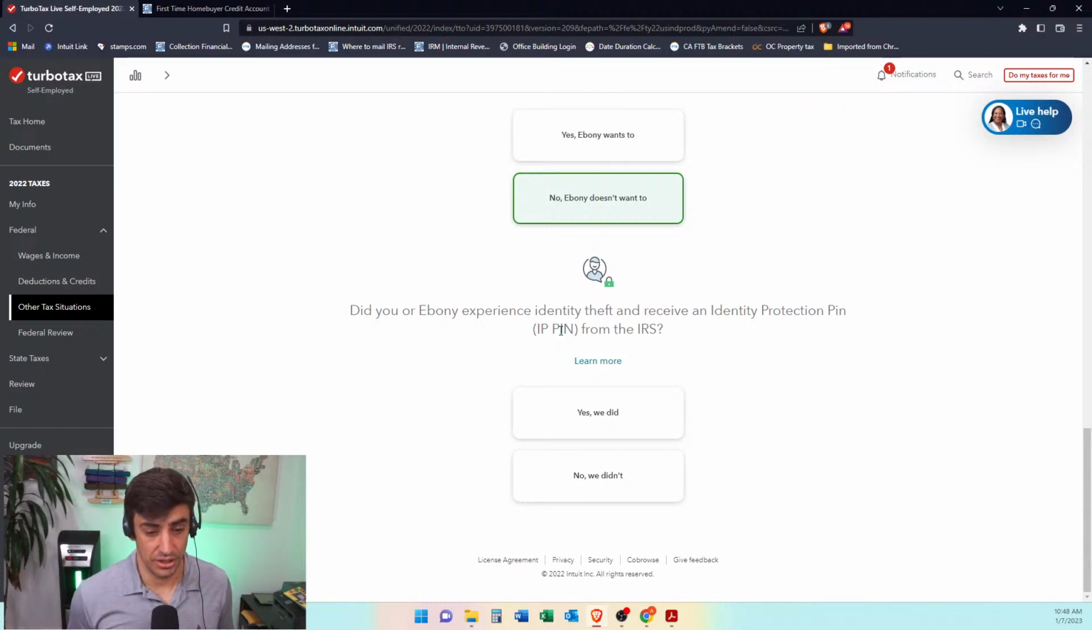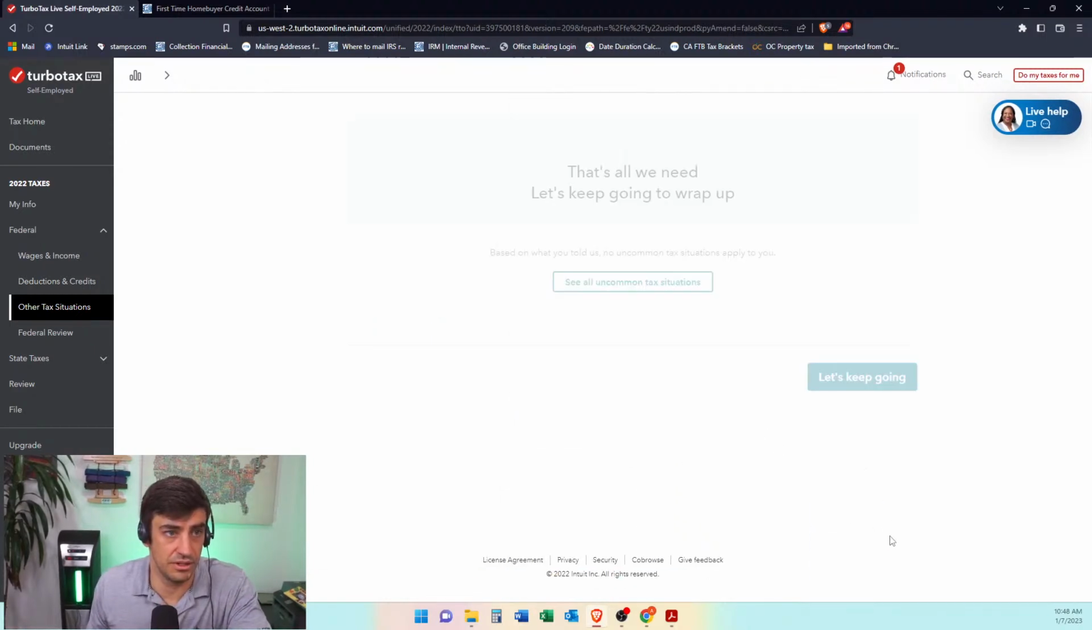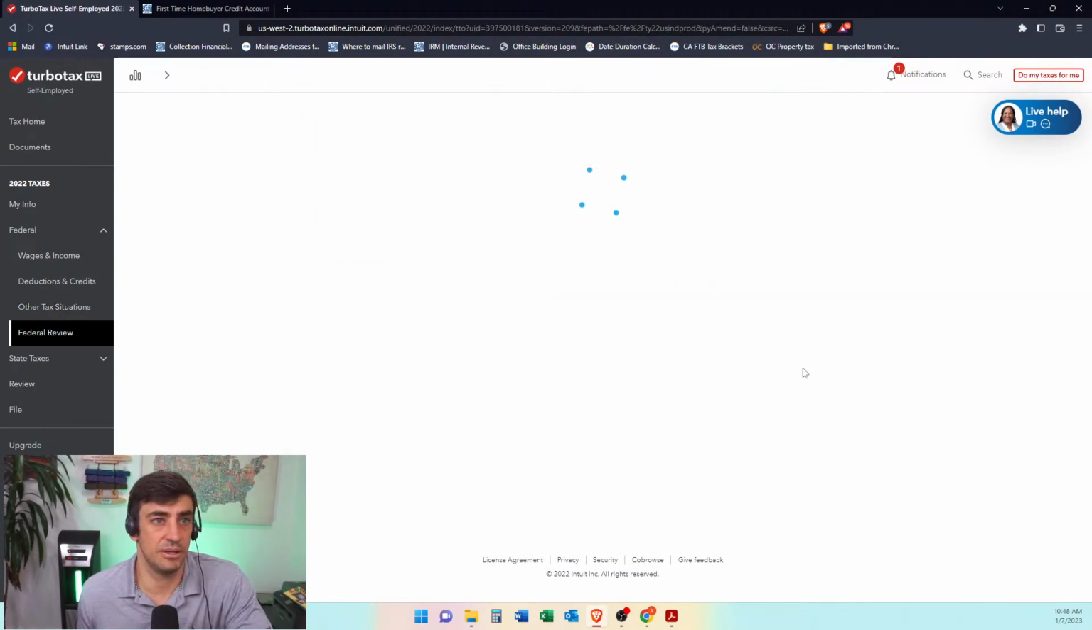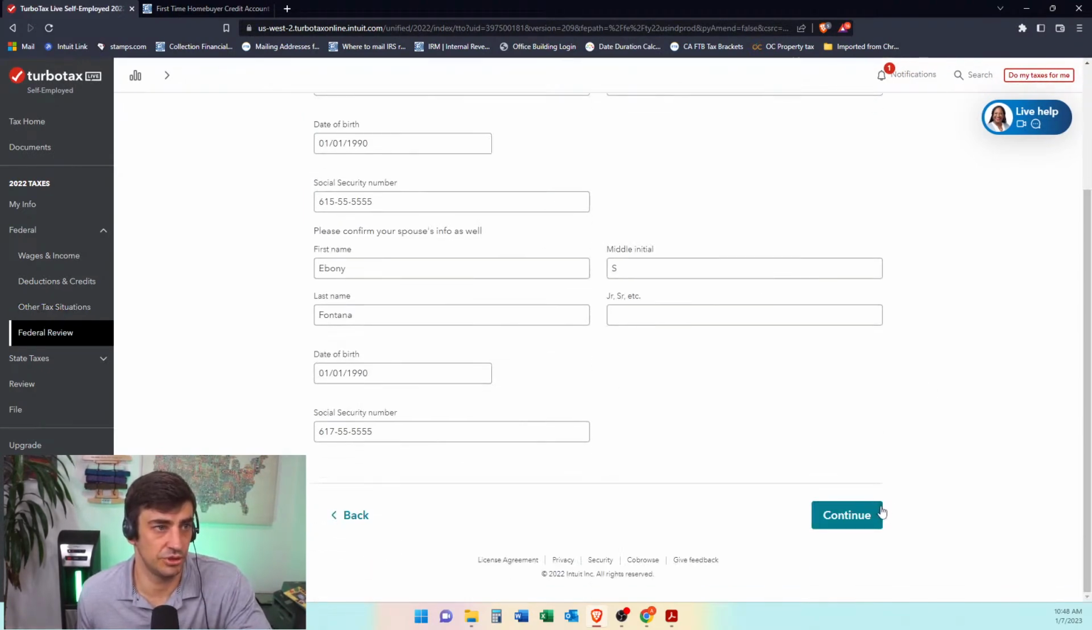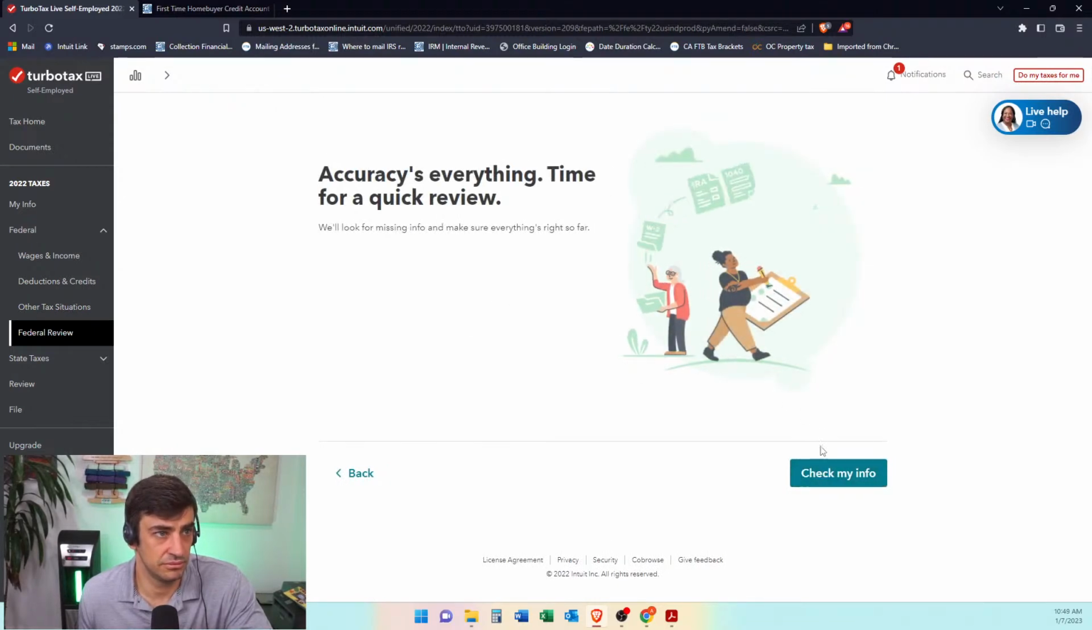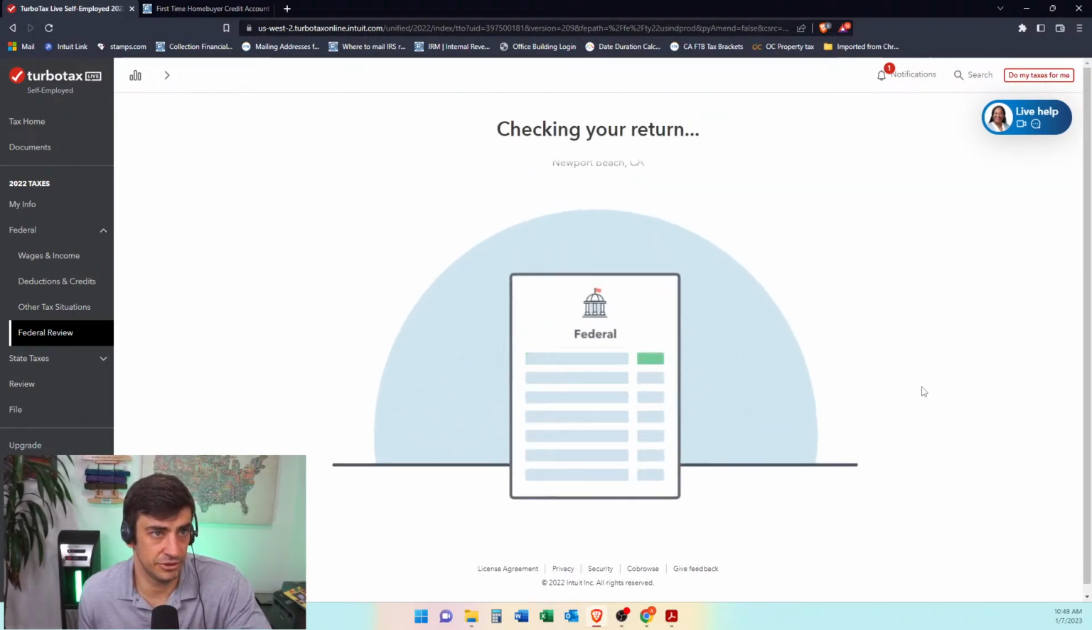You can do it. The other workaround on this essentially is to paper file the return. That means print it out, wet signatures, send it snail mail to the government, which I do not recommend because then you have too many sticky fingers touching this thing. So I always recommend to e-file if you can. If you get a rejection here because of this pin, you're going to have to call them. We'll say no, continue. All right, let's keep going. Confirm my social. Done. Time for a quick review. Check my info. Check in your return.